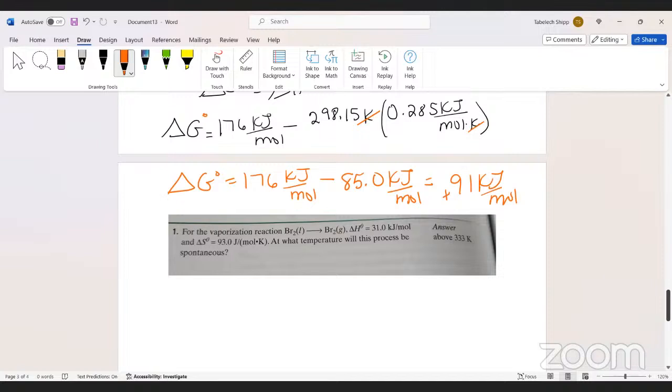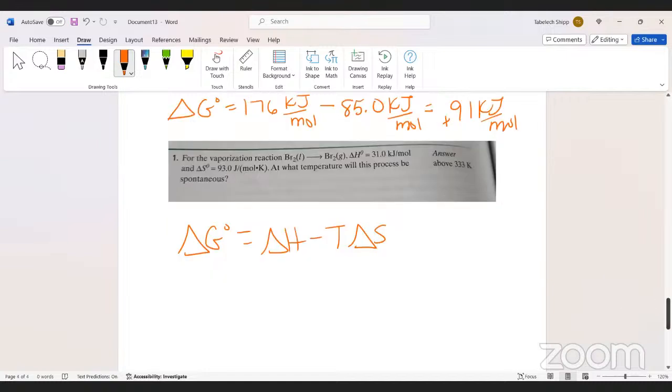However, in this particular problem, they're wanting you to look for your temperature. So you can be given a formula like this, delta G equals delta H minus T times delta S. But all you have to do is flip this in order to solve for your temperature. Let's try to figure that out. How would we get our temperature in this particular process? What can we do to get our temperature?